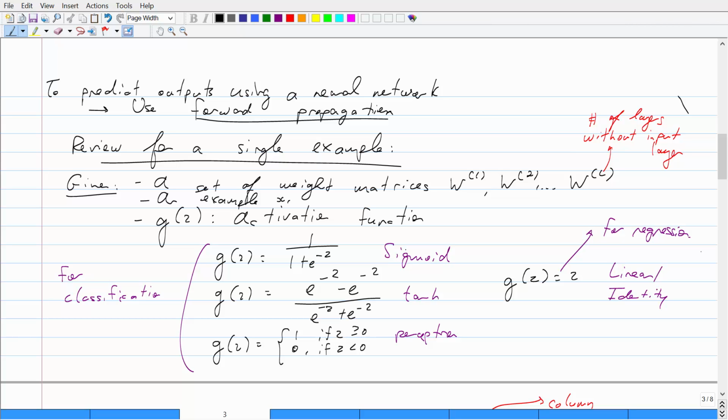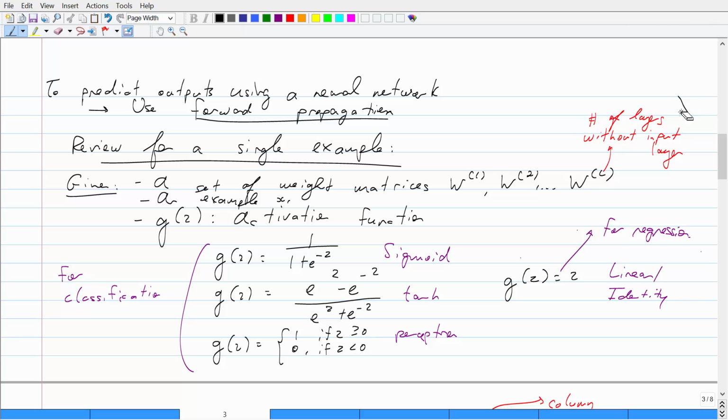For example, you have the sigmoid that we've talked about in logistic regression. You also have what's known as the hyperbolic tangent. It's e to the z minus e to the minus z, divided by e to the z plus e to the minus z. You also have the perceptron, which is not really used anymore, but it's still very common. All you're doing is checking the sign of the input: if it's positive, you output a 1, and if it's negative, you output a 0.